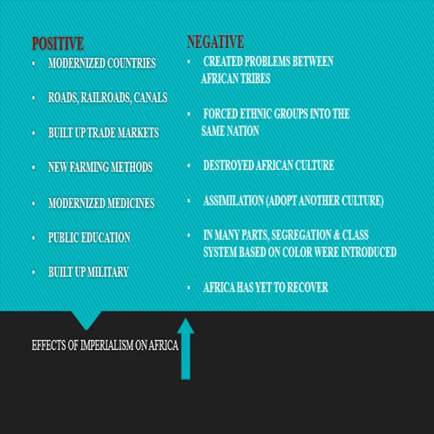Here are some effects of imperialism on Africa. Few are positive and few are negative. So far as the positive impacts are concerned, the countries of Africa were modernized, roads, railroads, canals were built, trade markets were built up, new methods of farming were introduced, medicines were modernized, public education had been given, and military build-up happened.